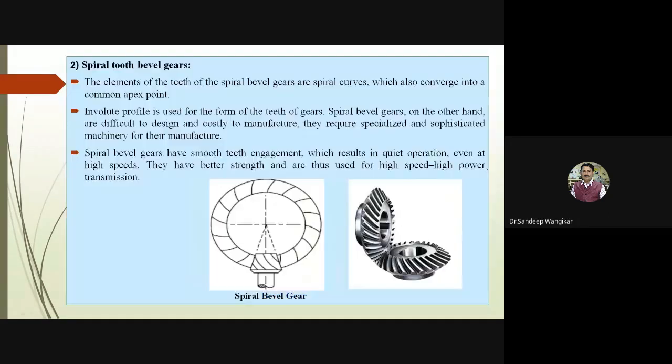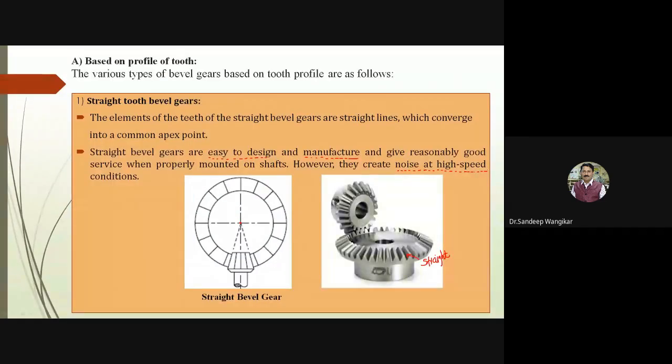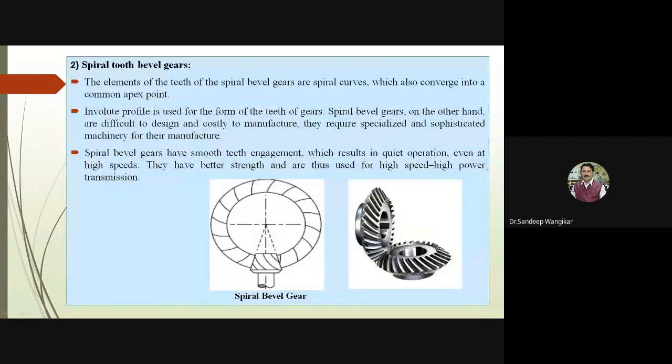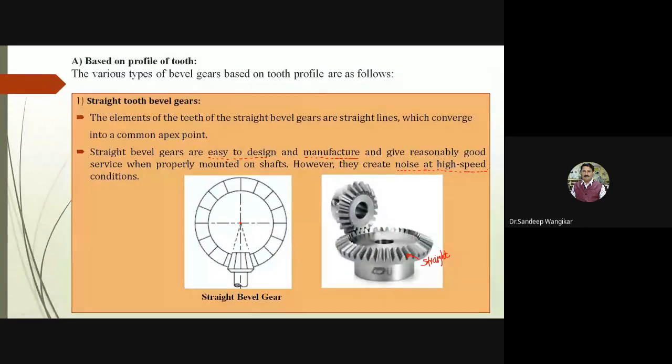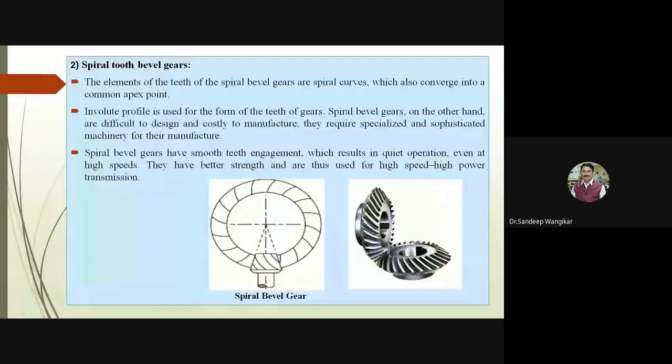Let us move to the next, friends, the spiral tooth bevel gear. If you see the teeth in the first diagram, the teeth are these curved lines. And if you see the actual 3D diagram also, here you can see the teeth are curved. So let us see what this spiral tooth bevel gear is.